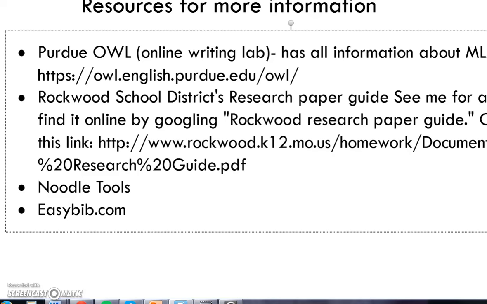Here are some other sources for you, and I know this cuts off, so let me know if you need to see this. Purdue OWL is a website. It's the Purdue Online Writing Lab. It has everything you need to know about MLA information. Rockwood School District also has its own research paper guide. If you would like a hard copy of that, let me know. Otherwise, you can Google Rockwood Research Paper Guide, or you can go to this link here.